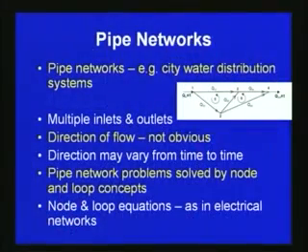Generally we consider the nodes and loops, and write equations with respect to nodes and loops. We can compare these kinds of pipe flow systems, or pipe network systems, with electrical networks. In an electrical system, a number of wires are connected together to form a network. This pipe flow system we can consider as very similar to an electrical network.